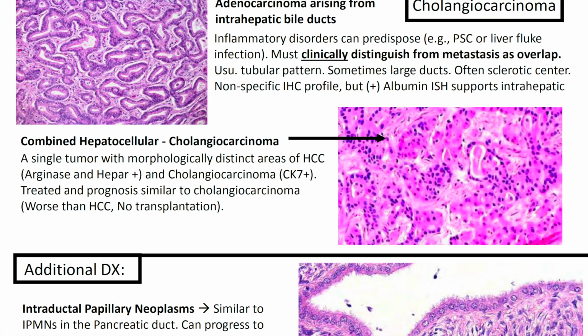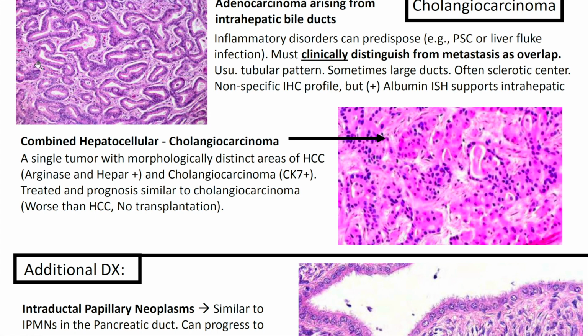Cholangiocarcinoma usually has a tubular pattern and sometimes has large ducts. There's often a sclerotic center, and it has a non-specific IHC profile, but positive albumin ISH supports intrahepatic. And there also is an entity of combined hepatocellular cholangiocarcinoma. So this is going to be shown here on the right.